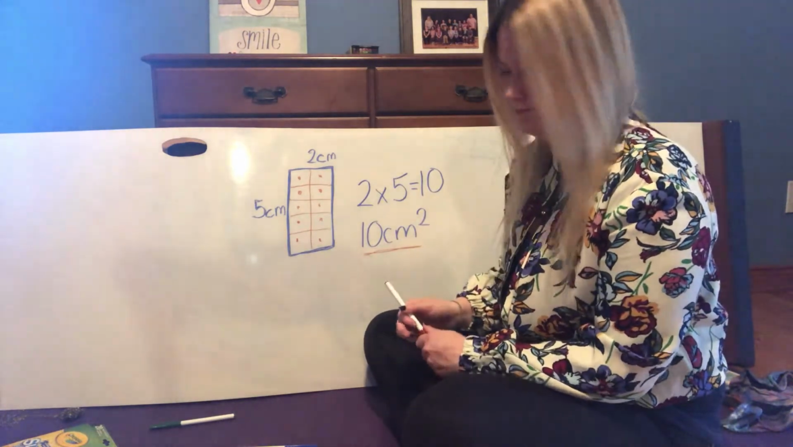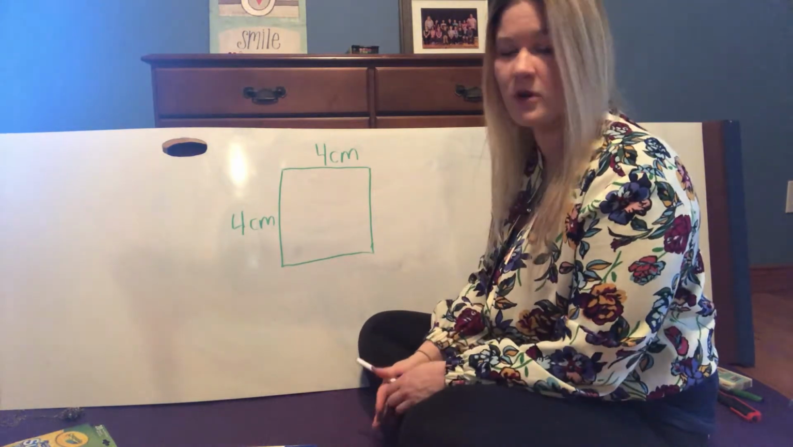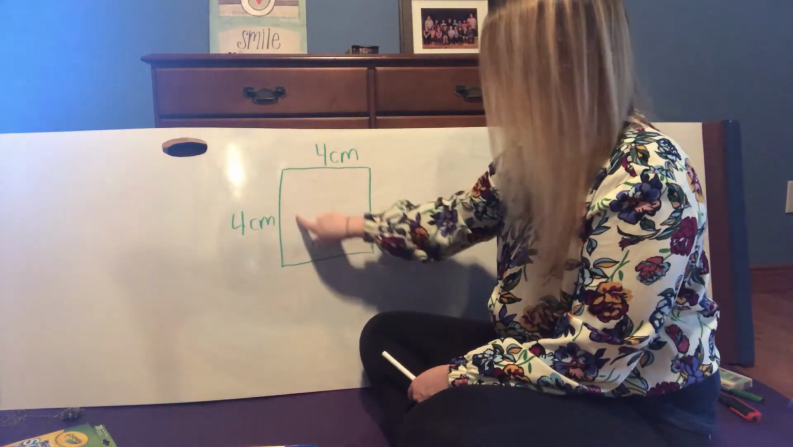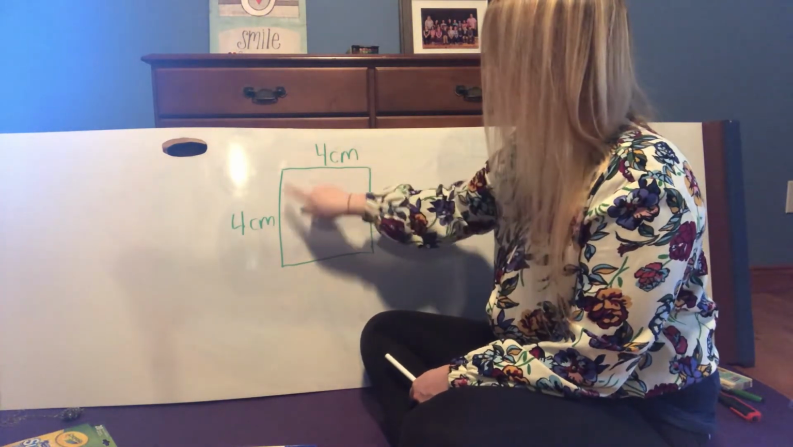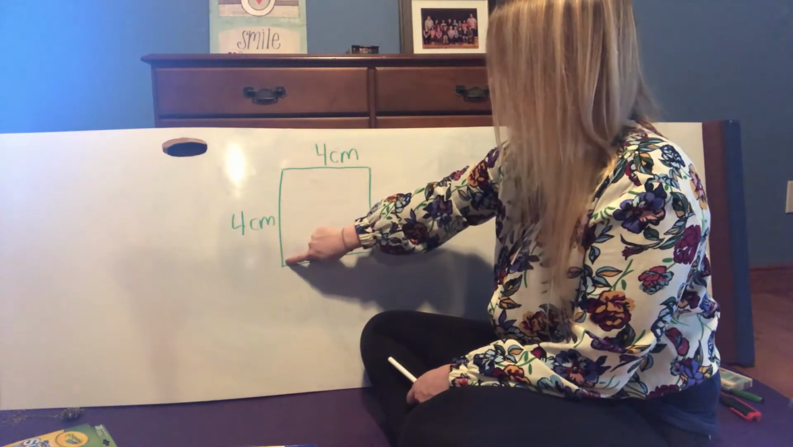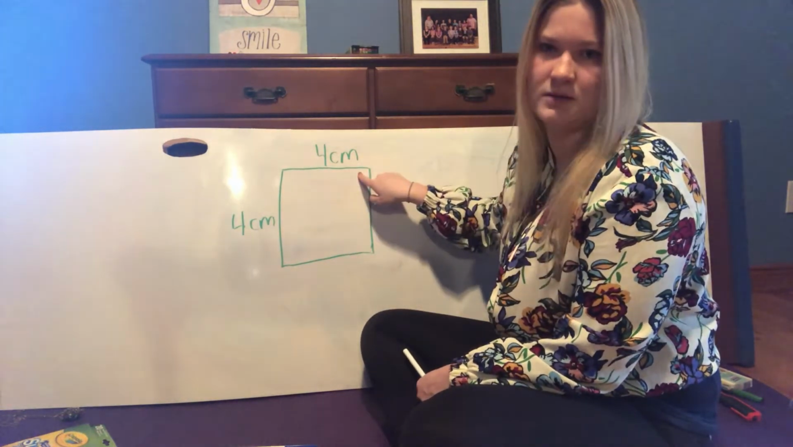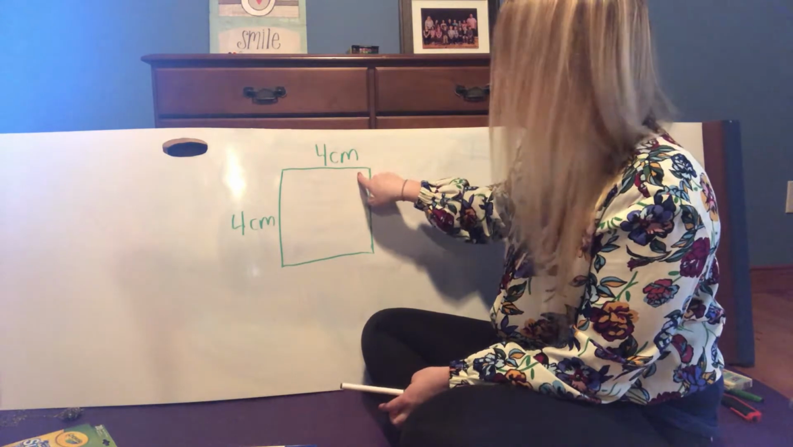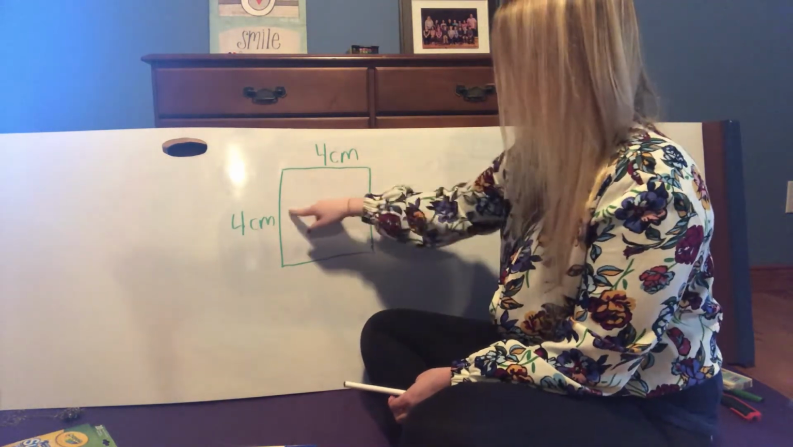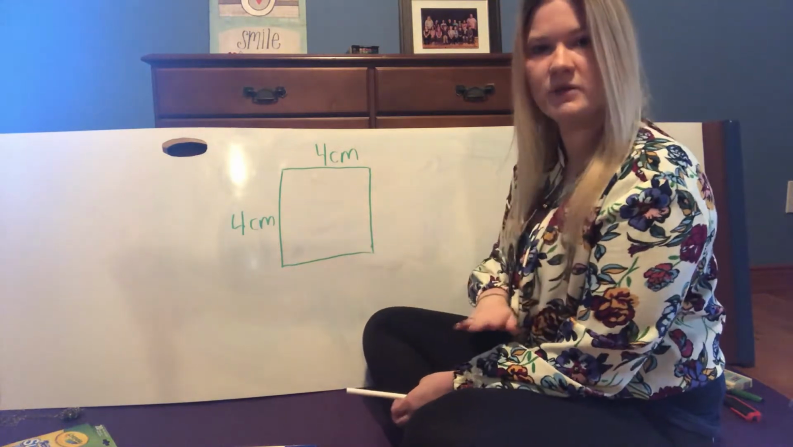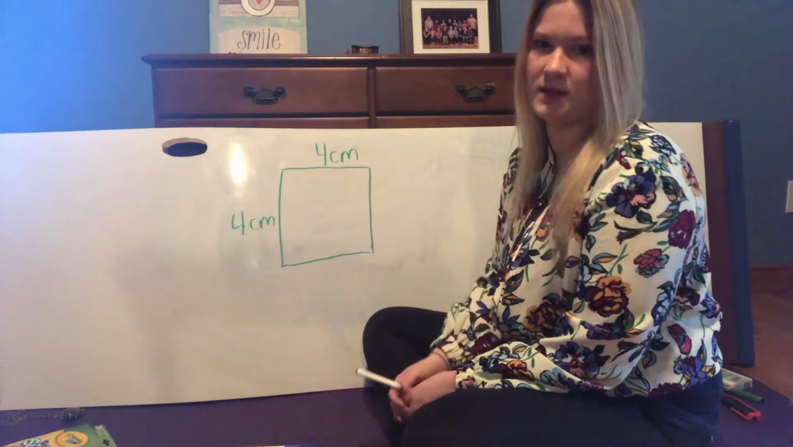Let's do one more. Okay, so this time I'm going to get you to pause the video and give this a try yourself. We've got a shape here. We can't see the squared units inside, and in this case, the squared centimeters, but we do have our side lengths. So we've got 4 centimeters this way and 4 centimeters that way. So using our array model, it's as if we have 4 columns and 4 rows. So you pause the video, give this a try, and when you're all done, hit play and we'll see if we got the same answer.